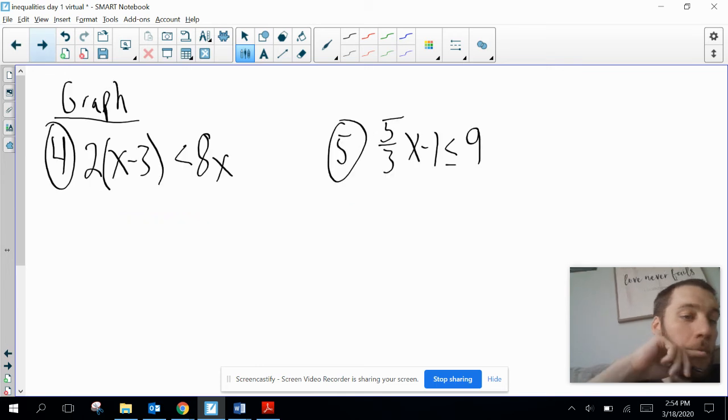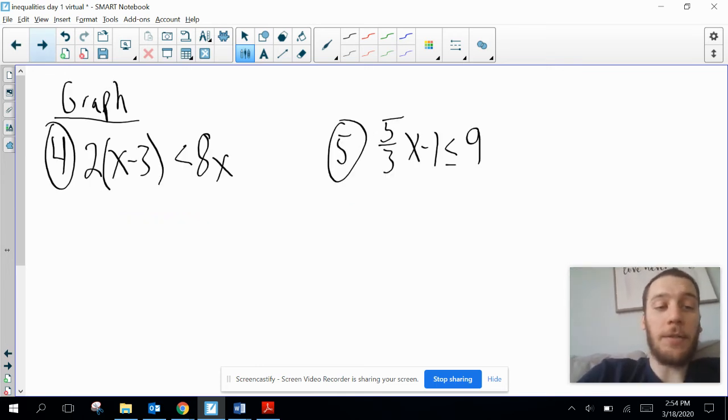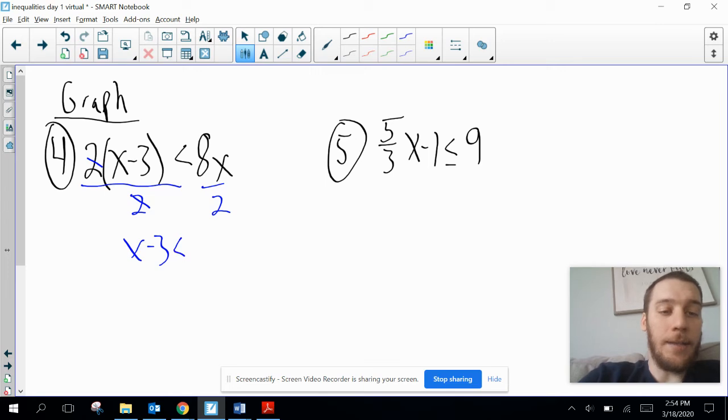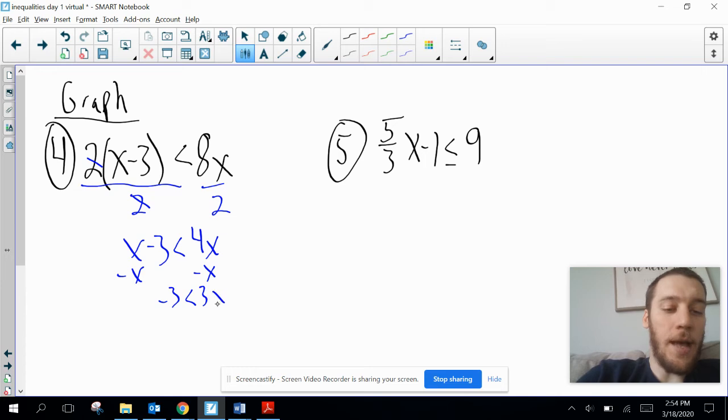We got 2 more. This one, you can either distribute, that's fine. But since they're divisible by 2 on both sides, I'm just going to divide by 2 so that these cancel. We got x minus 3 less than 4x. Which side has more x's, left or right? We're going to go with the right side, so I'm trying to move all my x's to the right. We got -3 is less than 3x. And then last step to get x by itself, just divide by 3. So -3 divided by 3. We got -1 is less than x.